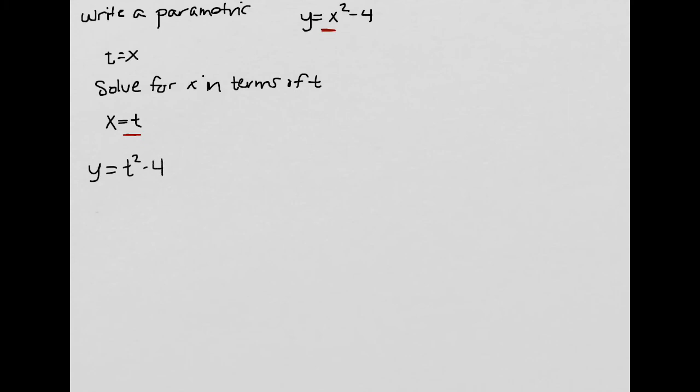Now, what if you're given a different parameter? Well, let's look at that. Let's suppose you're given the parameter t equals 4x plus 1. We're going to do the same thing: let's solve for x in terms of t. So I'm going to do t minus 1 is equal to 4x, and then divide everything by 4. So x is equal to (t minus 1) over 4.